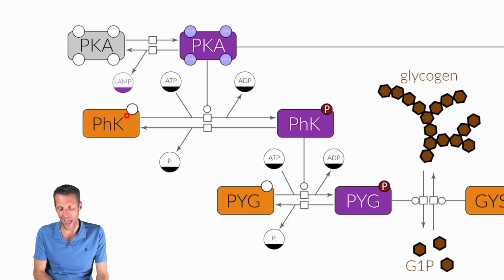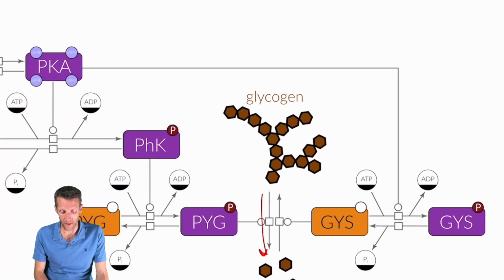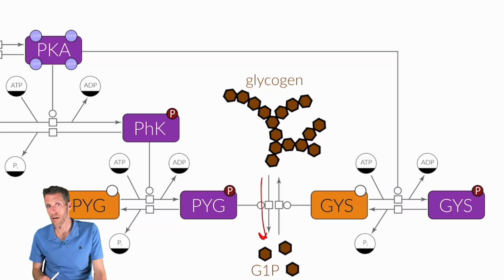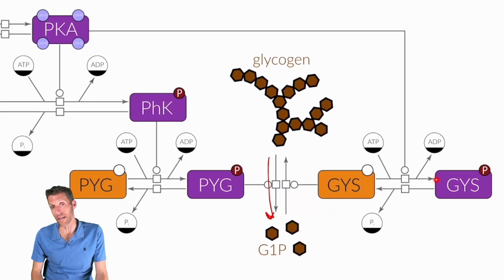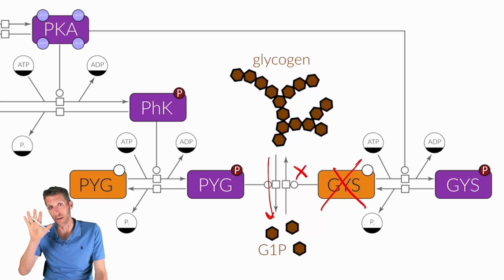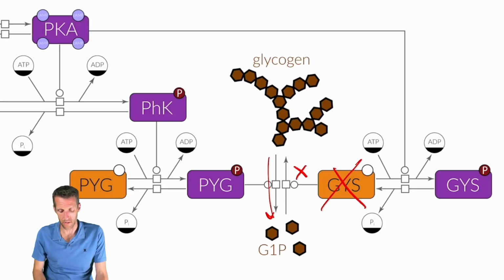pKa, when it's active, activates PHK. When PHK is active, it activates PYG. When PYG is active, it activates glycogen breakdown. Okay. pKa also phosphorylates GYS over here. And remember, when GYS is phosphorylated, it goes into the off form. And so when pKa is active, it turns off glycogen synthesis. So pKa is one molecule that can both activate glycogen breakdown and inhibit glycogen formation.